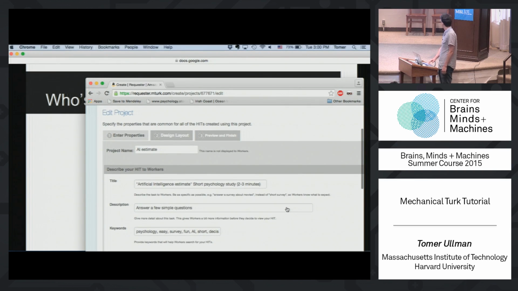You give a name, a title for your own internal title, like AI estimate. You then give a title that Amazon Mechanical Turkers see, something like artificial intelligence estimate, short psychology study. There you probably want to give a time estimate. Turkers would prefer it if you give them a time estimate, okay? They care about their time, they care about their money.